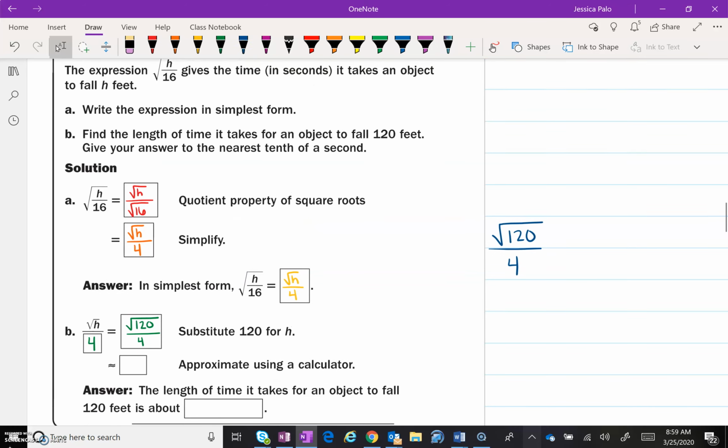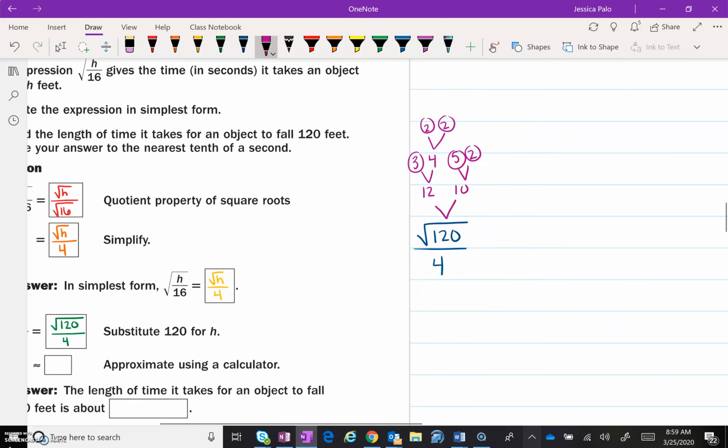We're going to do some prime factorization in an upwards motion. What are two factors of 120? Well, you could use 12 and 10. That becomes 5 and 2. This becomes 3 and 4. And then 2 and 2. All my prime numbers are ready. So we have radical 2 times 2 times 2 times 3 times 5. My pair of 2's. Cross one out. The other one goes out of the radical.